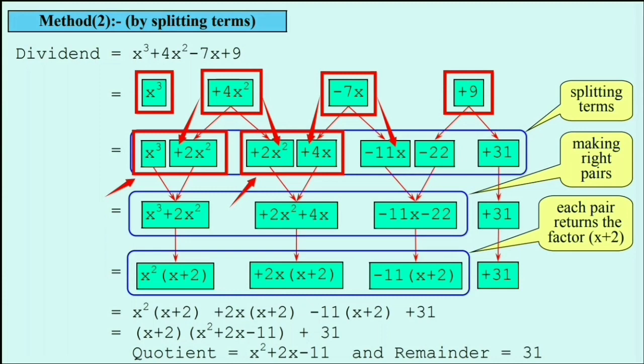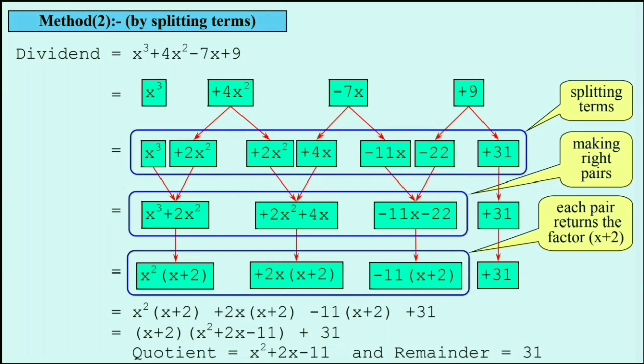Now we go for the third pair. For the third pair, we need a partner for minus 11x, and we find that the partner needed for minus 11x is minus 22, and this minus 22 is obtained by splitting plus 9, the last term of the dividend. So plus 9 is split in two parts, out of which the first one is minus 22 and the second one is plus 31.